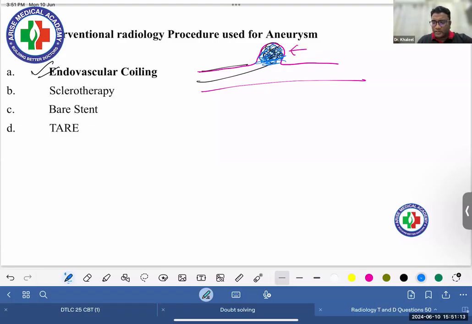So that is what endovascular coiling is. You go in the vessel and put platinum coils in that area of the aneurysm so that it gets thrombosed and does not rupture. So that is endovascular coiling. Can you tell me where do we do tear?